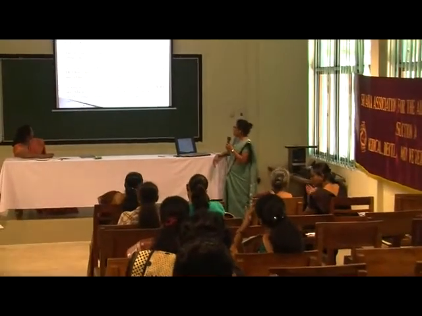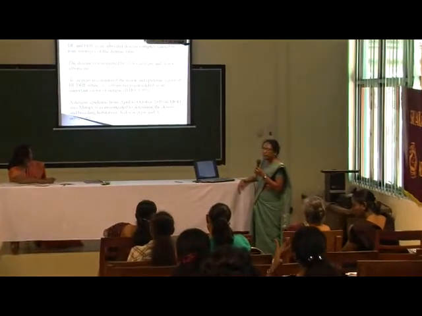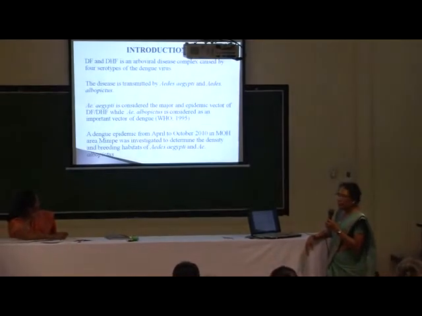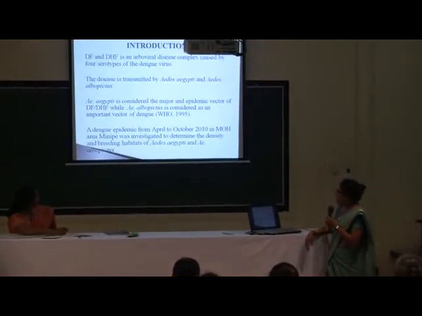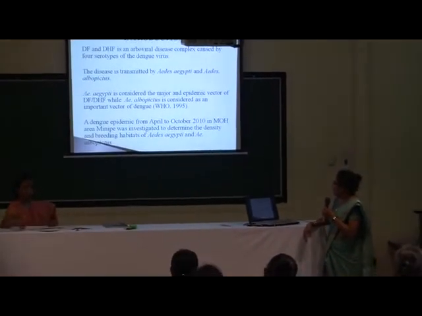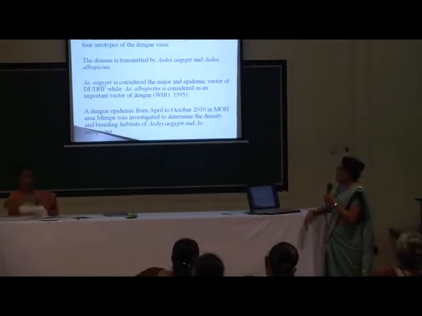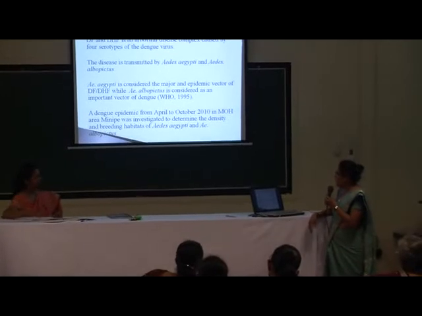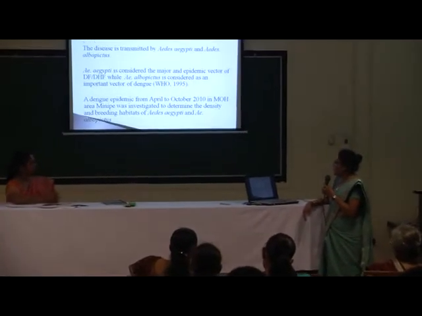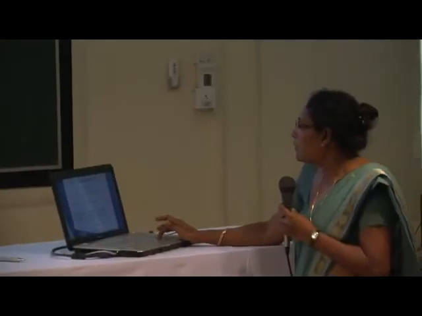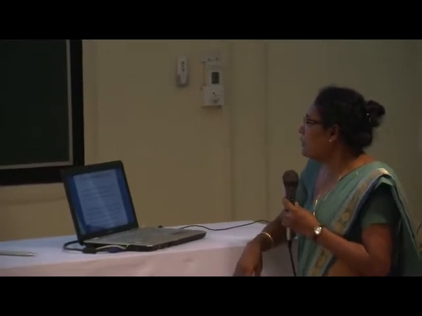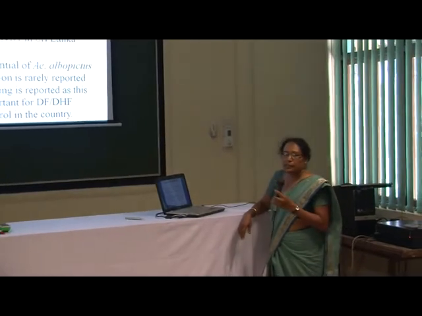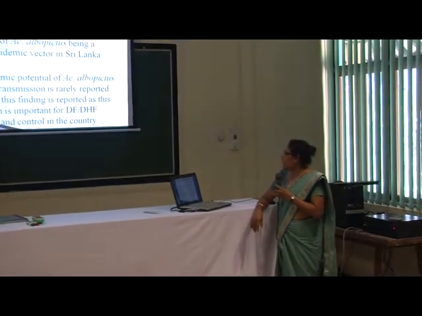There are two vectors. This is Aedes aegypti, the major epidemic vector, and Aedes albopictus, the second vector. It occurred from April to October 2010. In North Korea, the epidemic was investigated. Then the investigation of the epidemic revealed the potency of Aedes albopictus being an epidemic vector.